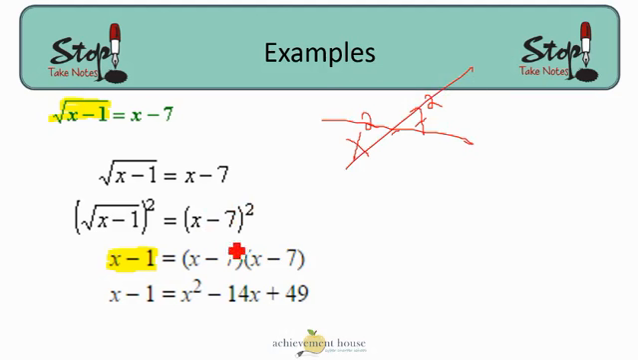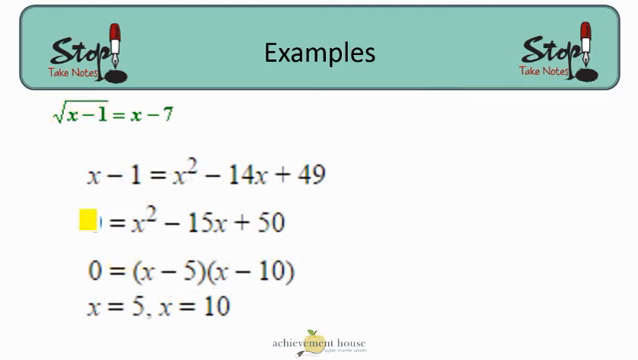What you need to do is use binomial expansion. x minus 7 times x minus 7, and now you need to multiply that out. x squared minus 14x plus 49. And so if I have x minus 1 equals x squared minus 14x plus 49, I am going to make one side equal to 0. So I'm going to subtract an x from both sides, so I get negative 15x now, and I'm going to add 1. So now I have 50.